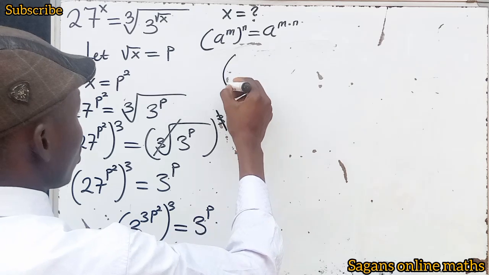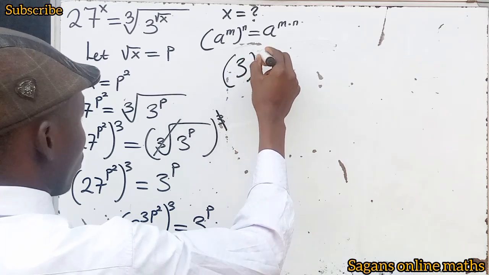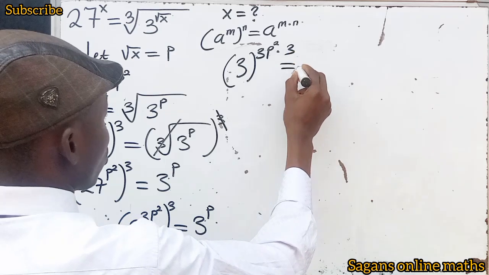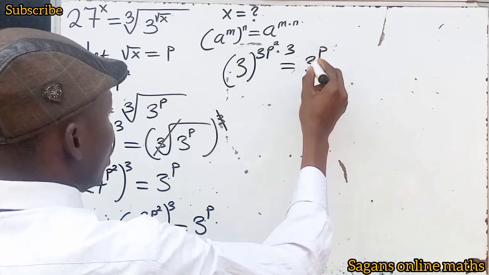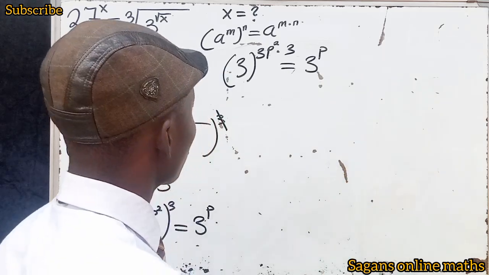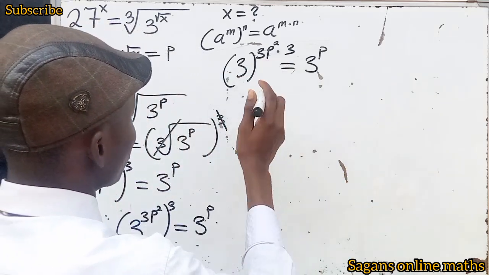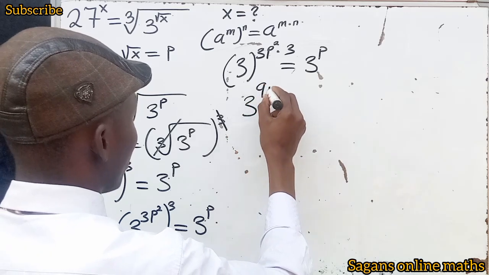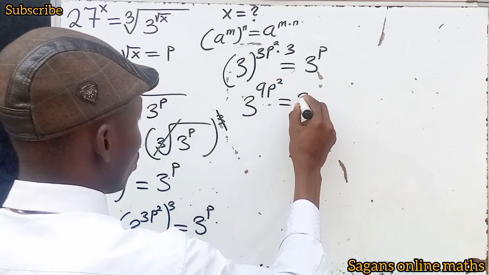Obeying the properties of indices here, this is 3 all to the power of 3p squared multiplied by 3, equals 3 to the power of p. Wow, this is amazing. Pocket genius, right? Now what are we going to do? 3p squared times 3 gives us 9p squared. So this is 3 to the power of 9p squared, equals 3 to the power of p.